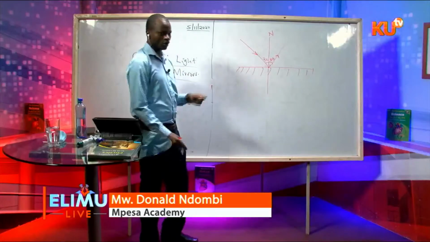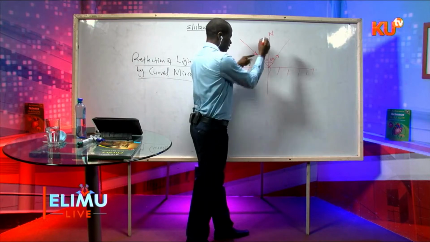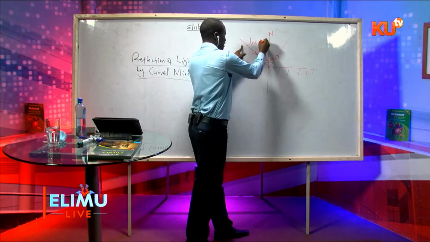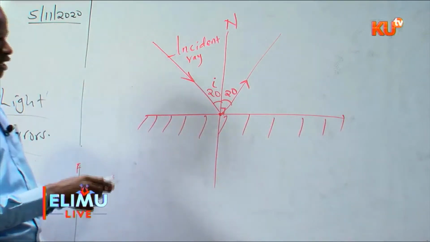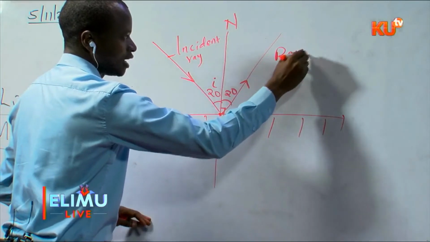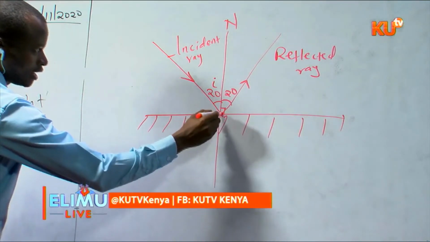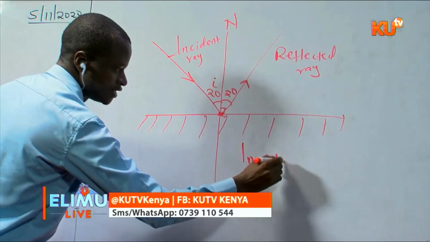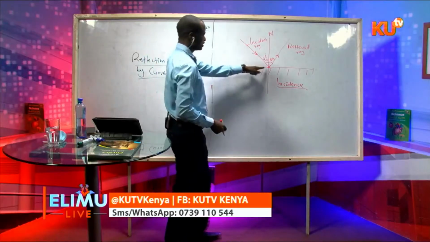So the first law of reflection: this angle is called I. The angle between the incident ray and the normal. The incident ray is simply the ray striking a plane. The ray that strikes there is called the incident ray. The ray that leaves going that way is called the reflected ray. Then the point where the incident ray hits the mirror is called the point of incidence.